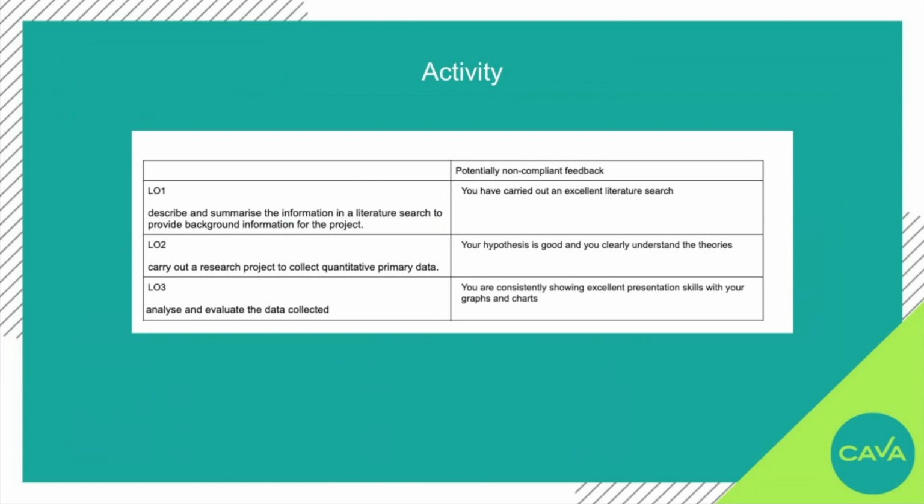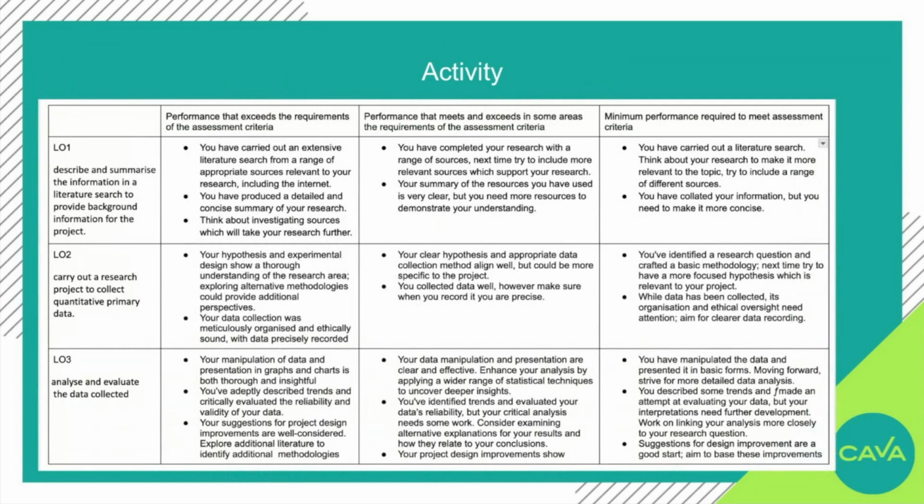In your groups, we'd like you first to spend the first 5 to 10 minutes looking at the example that CAVA has provided and discussing it. Do you agree with the feedback that CAVA has provided? Could it be improved? And if so, how can it be improved? And why do you think the potentially non-compliant feedback is non-compliant? After about 10 minutes, a CAVA officer will join you for the second half of the activity.